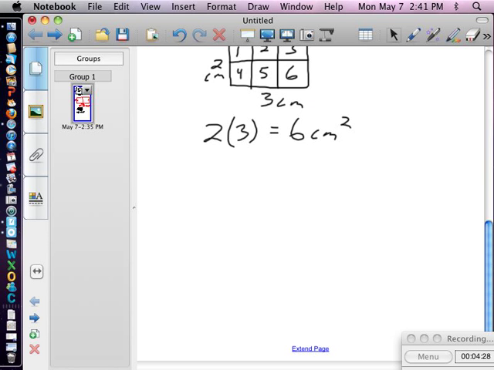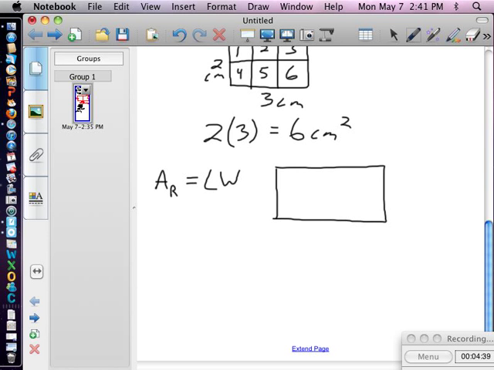We already talked about the area of a rectangle. I'll just say R. So area of a rectangle is going to be length times width. So we have length and width.